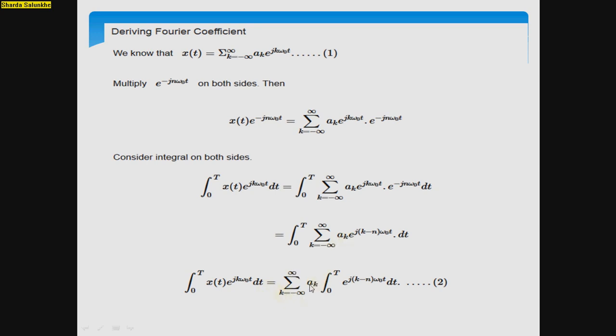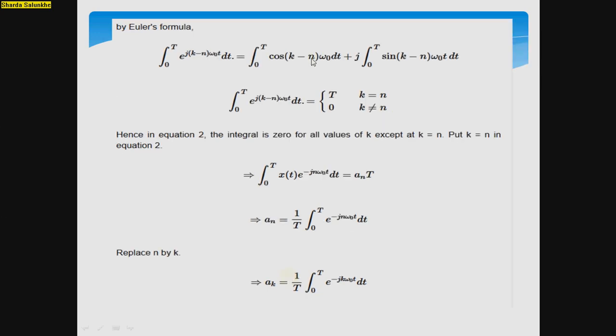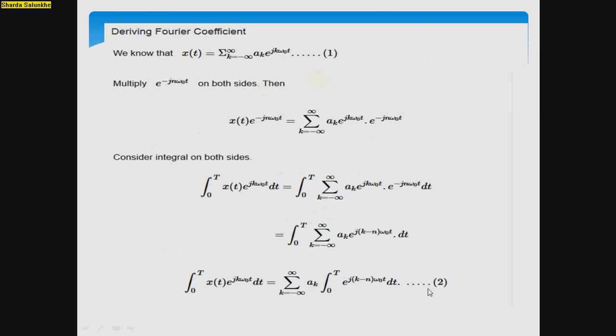a_k is a constant, so take it outside: integration of 0 to T, e raised to j(k minus n) omega_0 t dt. So this is your equation number 2. By using Euler's identity, that is e raised to j theta is equal to cos theta plus j sin theta, you can use it for expression number 2.